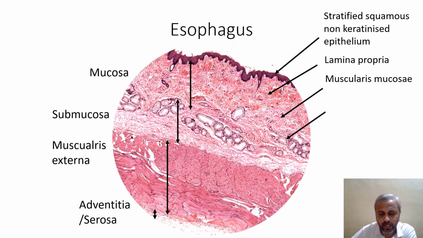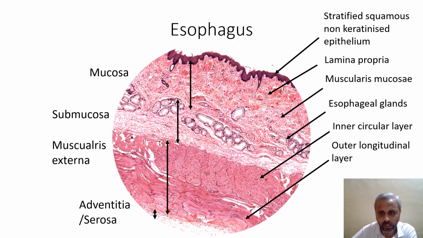The submucosa has esophageal glands. These glands are well made out in the lower part of esophagus. The third layer is made up of muscularis externa, which is arranged as an inner circular layer and an outer longitudinal layer. Peculiarity of the muscularis externa of esophagus is in the upper one third, the muscularis externa is made up of entirely striated muscles or skeletal muscles.